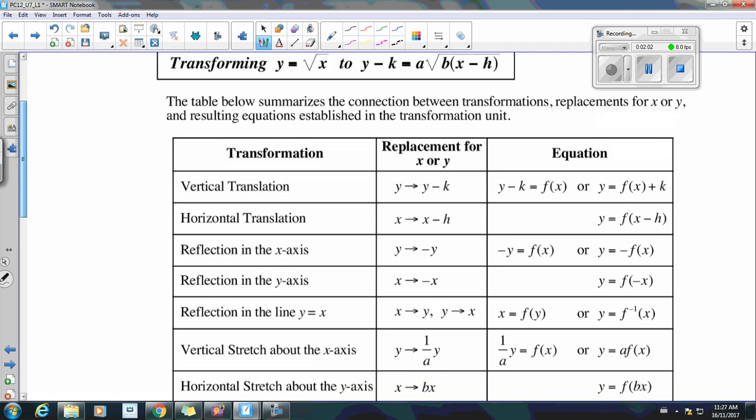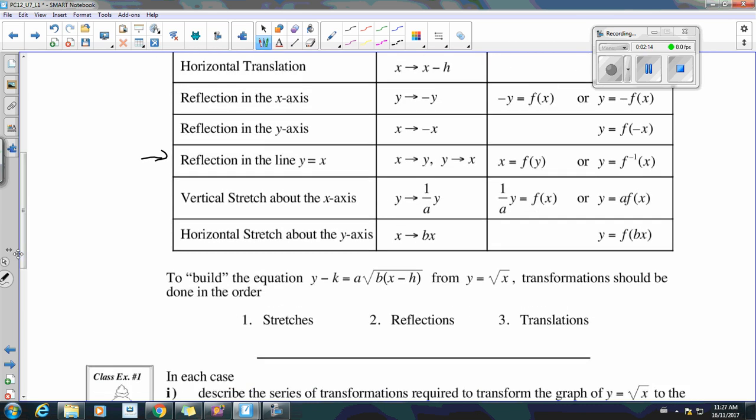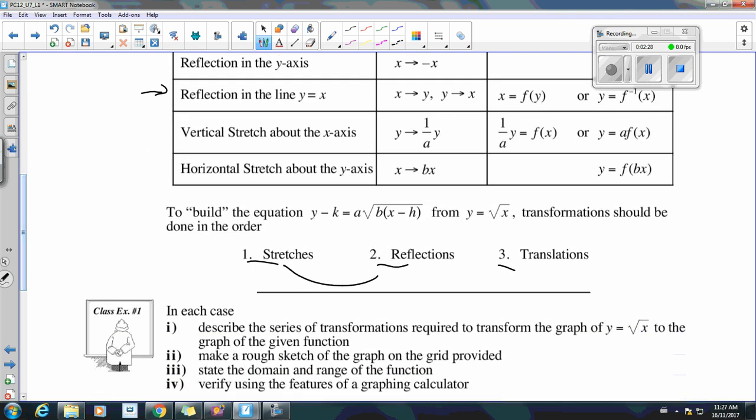So looking at transformations, well, we can quickly review all the transformations we know. We have vertical translations, horizontal translations, reflections in both axes, reflections in the line y equals x, that's also known as the inverse. We have vertical stretches, and we have horizontal stretches. Remember, we have a certain order we apply these in. We have to apply stretches, then reflections, and lastly, we apply translations.